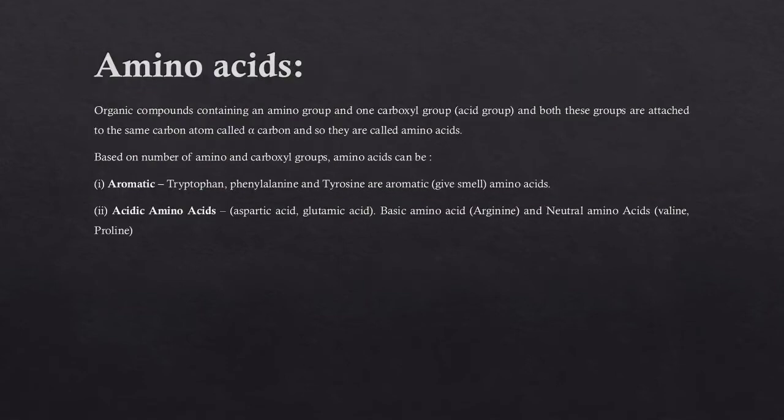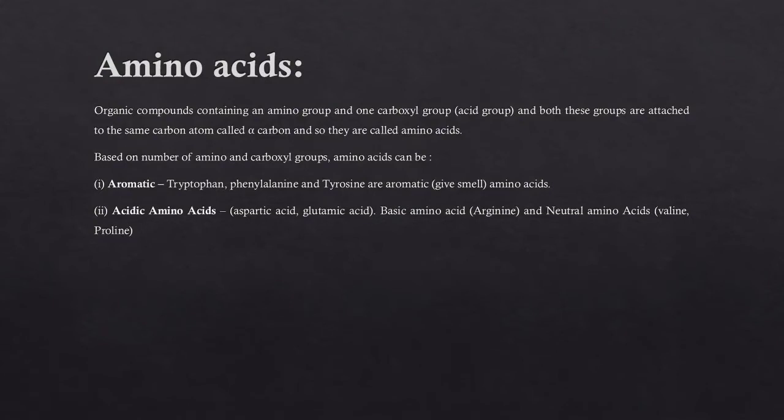Let's move to the next topic, that is amino acids. Amino acids are organic compounds containing an amino group and one carboxyl group or acid group. Both these groups are attached to the same carbon atom called the alpha carbon, and so they are called amino acids. Now, based on the number of amino and carboxyl groups, the amino acids can be classified in two ways. One is aromatic and the second is acidic amino acid.